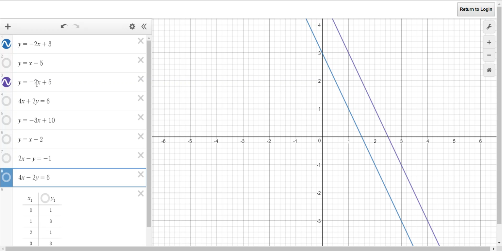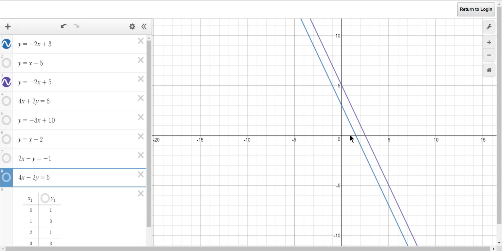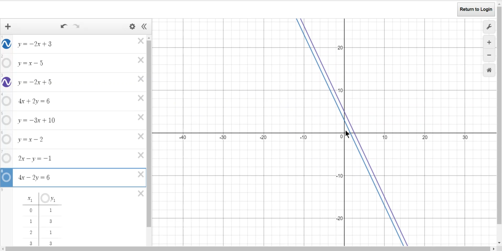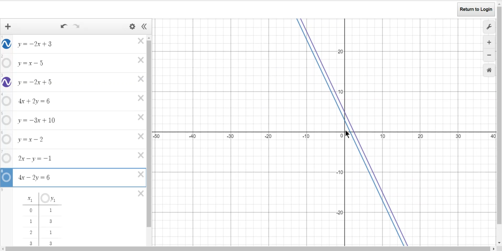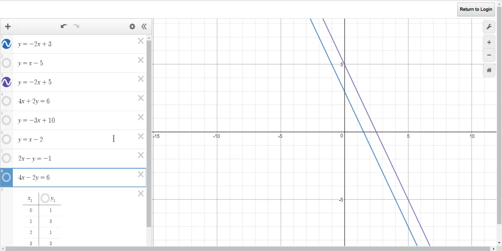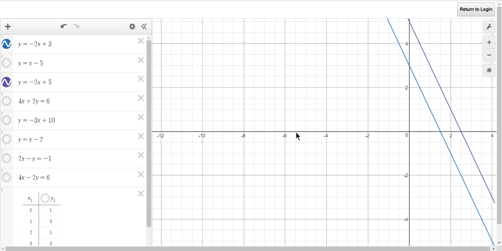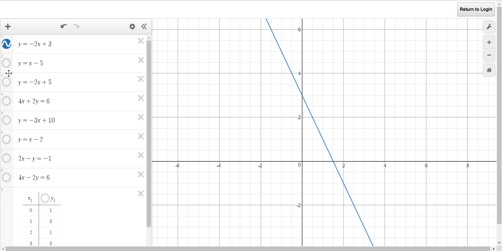You can tell that by looking at the slopes. Here we have a slope of -2, and here we have a slope of -2, and the y-intercepts are different. So we know these two lines will never cross. No matter how far out I zoom, you'll see that they never do cross. Okay, coming back in, I want to look at this one right here, where they do cross once.